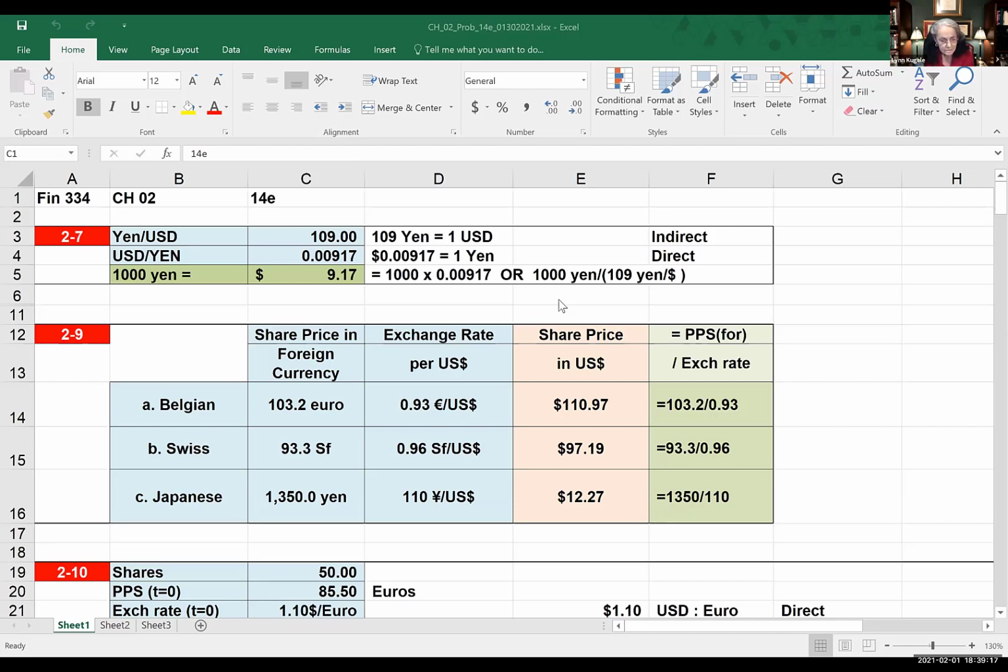How many dollars would you get for 1,000 Japanese yen? Well, that's an indirect quote. It's yen to the dollar. We need dollar to the yen. All you do is just flip it over. That's all. 1 divided by 109, and then multiply that times 1,000.